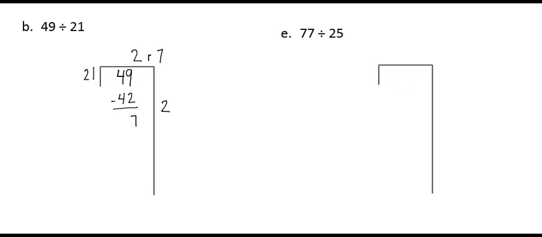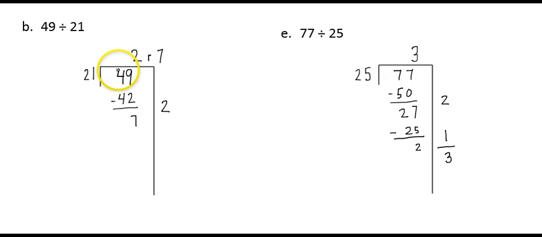The next problem, I have 77 divided by 25. Some students may start by thinking, okay, I can take two groups of 25 out of 77 because two groups of 25 is 50. I do that subtraction and I have 27 left over, which means I can still take yet another group of 25 out of 27. So I'll take one more group out, do my subtraction, and I have a remainder of 2. In all, I took out 3 groups of 25, so my quotient is 3 with a remainder of 2.